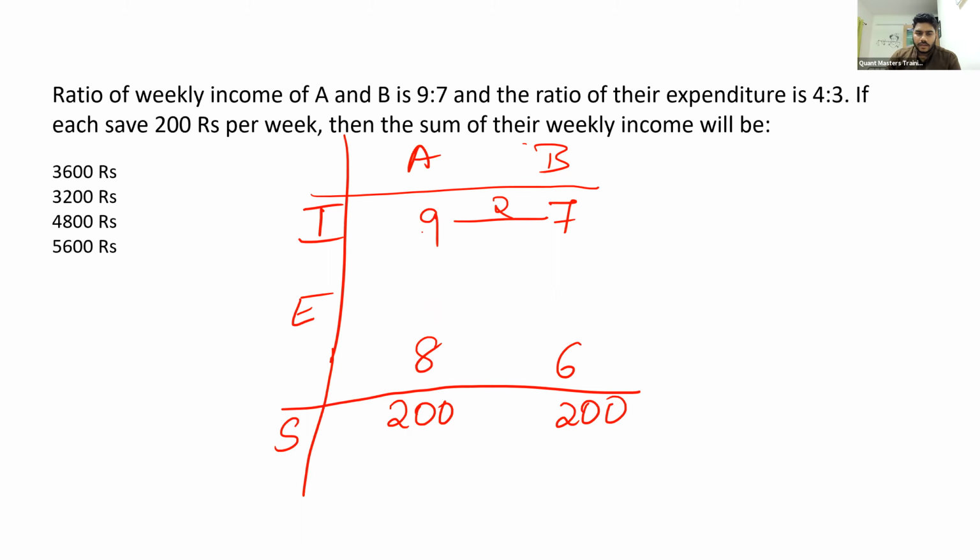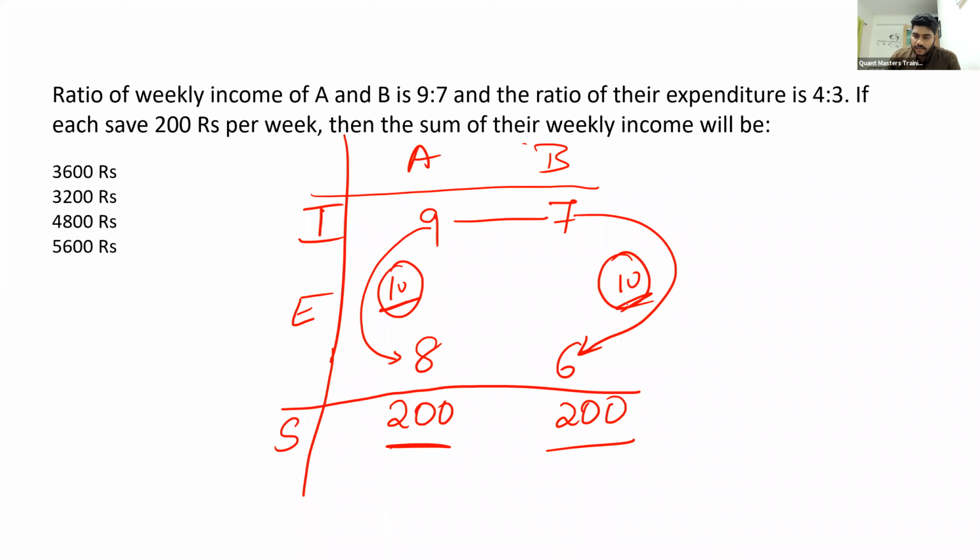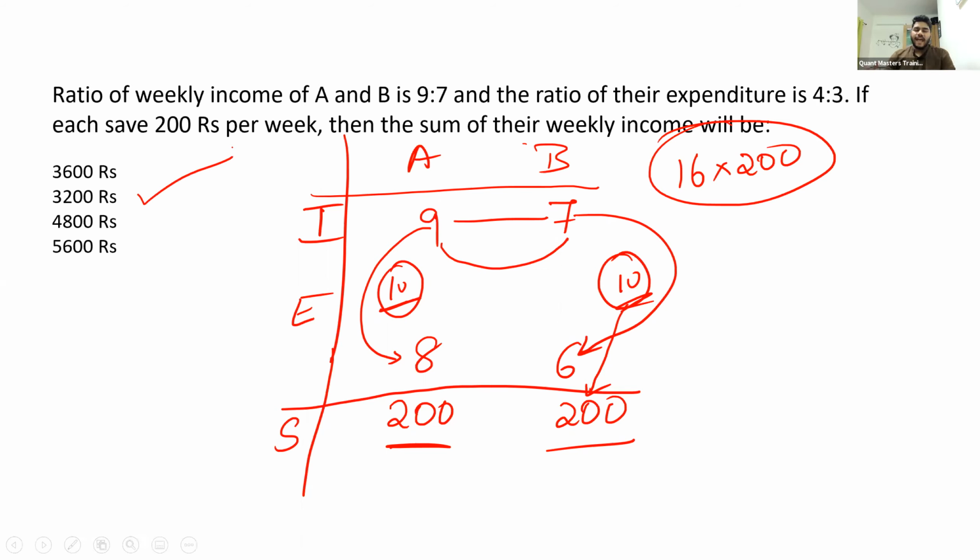Now see. He's earning 9, spending 8, which means he's saving 1 unit. He's earning 7, spending 6, which means he's saving 1 unit. 1 unit is 200. Sum of their weekly income: 9 plus 7, 16 units. If 1 unit is 200, 16 units will be 16 into 200, that is nothing but 3,200. That is option B. As simple as that.